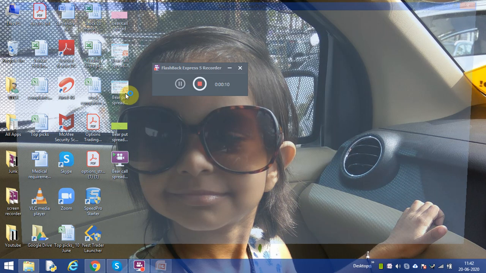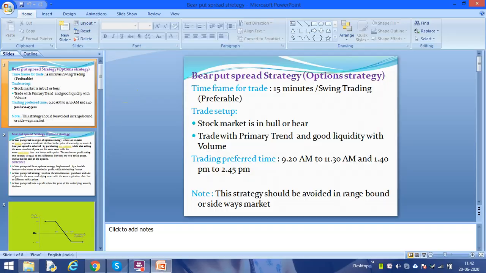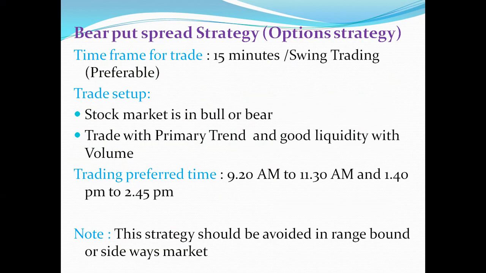I already covered bear call spread. Now I am going to cover bear put spread. This is also an option strategy. The time frame can be 15 minutes. Preferably you can use swing trading also.